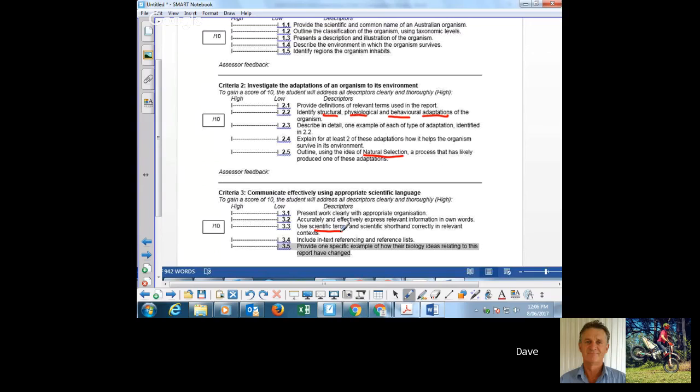Now, it seems to me there's a number of us that have a fair bit to do on their reports. Yeah. Which report? Yeah, which report?